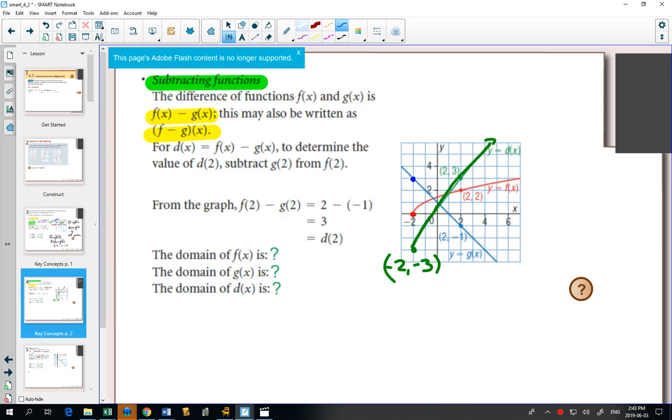Get enough points until you feel comfortable with what you think the shape looks like, and you can draw the graph. Again, since the domain of the red graph is bigger than or equal to -2, when we subtract, our new function also will have that restricted domain.